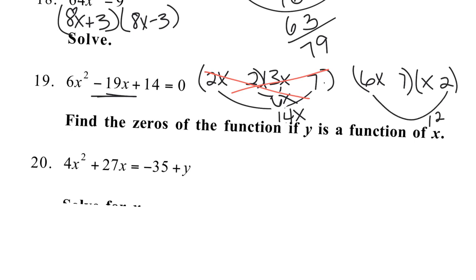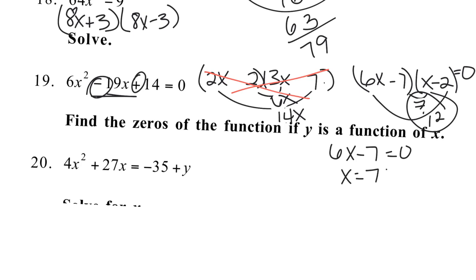So 12 and 7. They both have to be negative. This is negative, this is positive, that means they're both negative. That would have helped me out if I thought about that before. And I get, there's our negative 19. So that works. That equals 0. So 6x minus 7 equals 0, x equals 7/6, and x minus 2 equals 0, so x is positive 2.